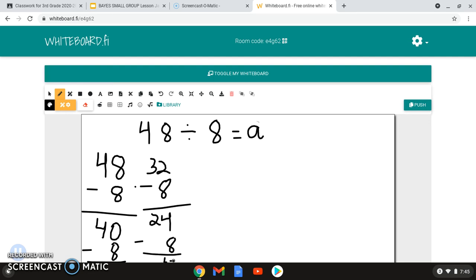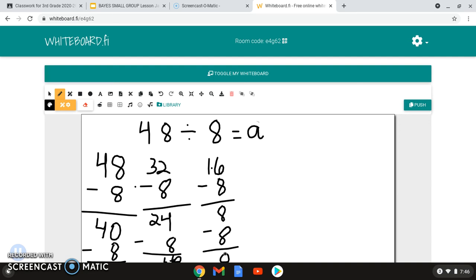Oops. I don't think you can see my 6 there. Sorry about that. All right. And then I'm going to go ahead and bring that 16 up here so that I've got room to subtract again. And I'm going to take away 8 again. So I'm just taking away as I go through, repeatedly taking that 8 away. And now I should have 0. Our goal is to get to 0.